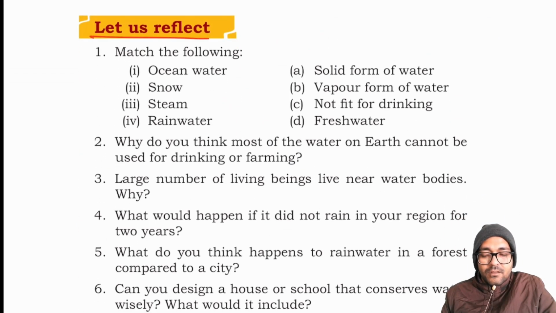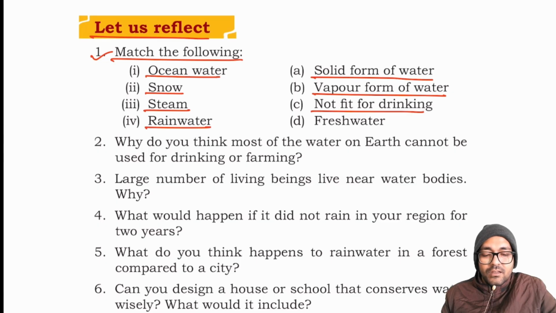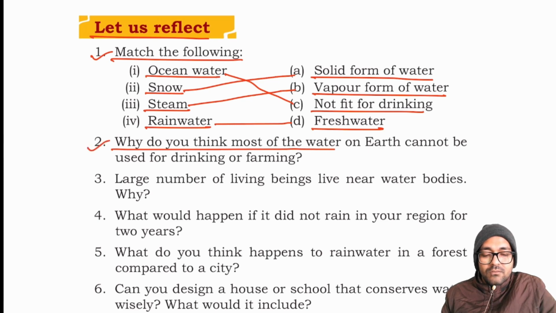Let us reflect. 1. Match the following. First column: ocean water, snow, steam, rainwater. Second column: solid form of water, vapor form of water, not fit for drinking, fresh water. Ocean water, not fit for drinking. Snow, solid form of water. Steam, vapor form of water. Rainwater, fresh water.